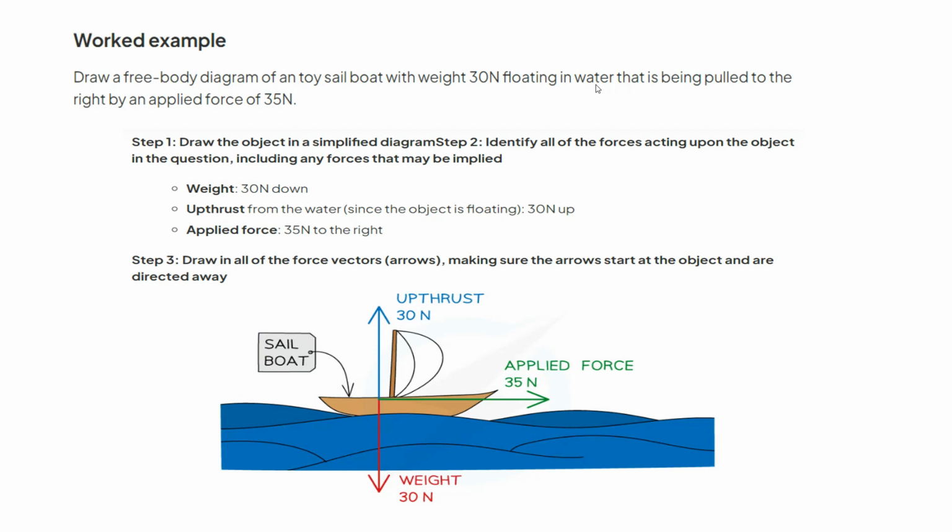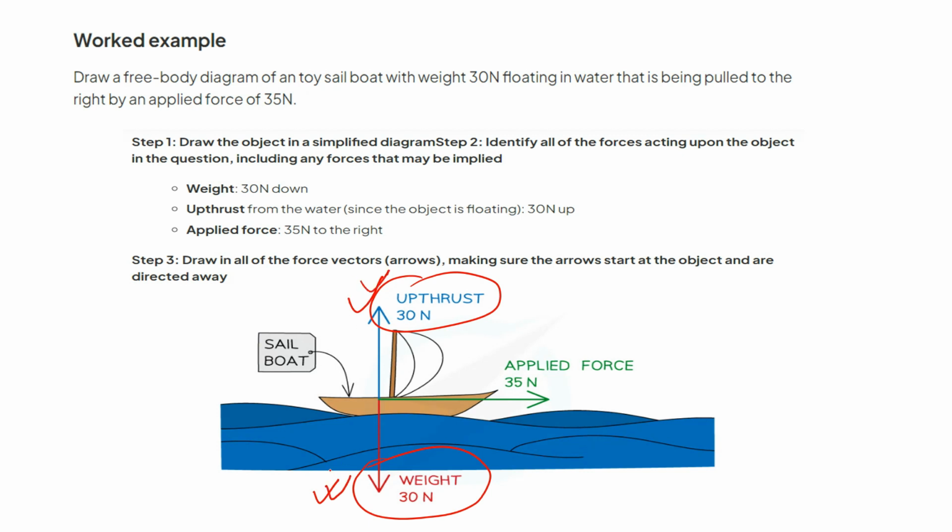So in the question it is mentioned: draw a free body diagram of a toy sailboat with a weight of 30 Newton floating in water, that is being pulled to the right by an applied force of 35 Newton. Okay, now there is a toy boat which is floating in the water. It means, if it is floating, your upthrust will always be equal to the weight. That is the first thing which we have to remember.